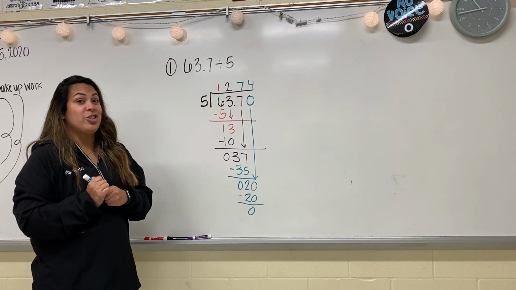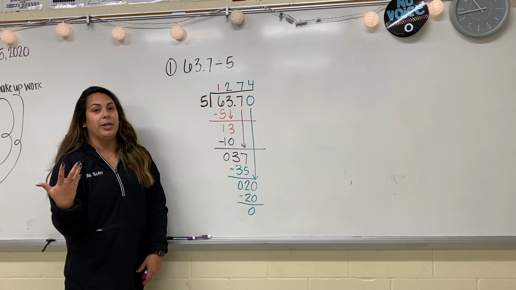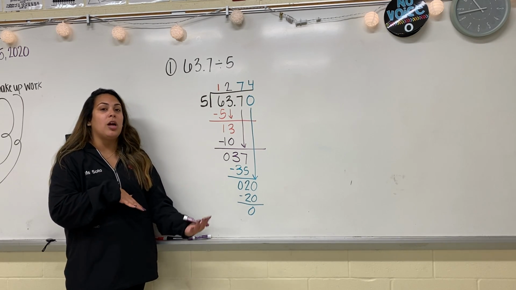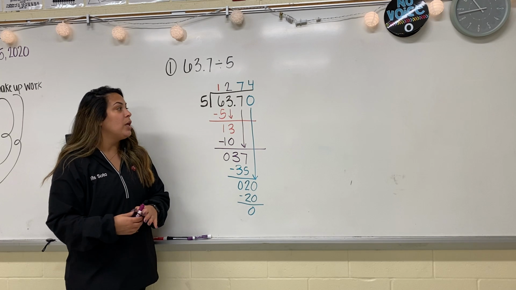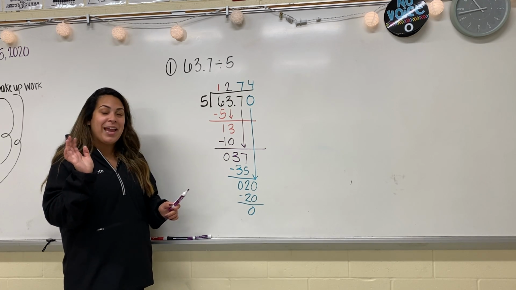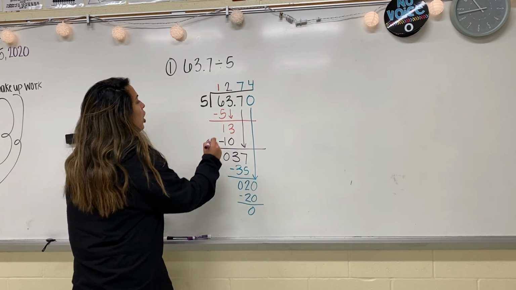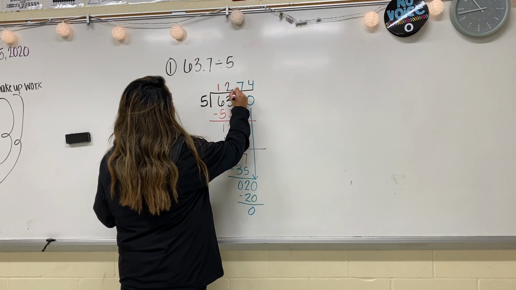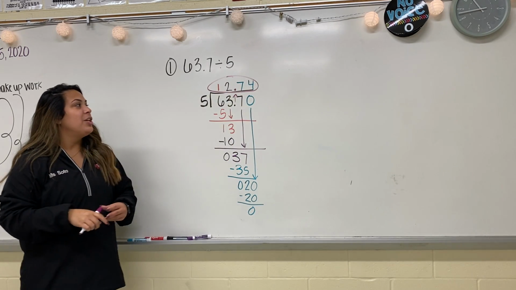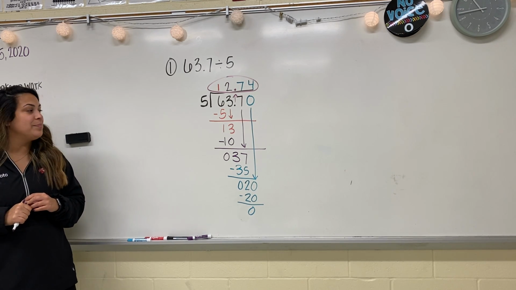Now, we are done solving. However, we are not done with our answer because just like with adding, subtracting, and multiplying, if we're working with decimals, our answer has to have a decimal. This one's really easy. It's not as technically complicated as multiplying. When you're dividing, all you have to do is bring the decimal point up, and that is our answer. So our answer is 12 and 74 hundredths.